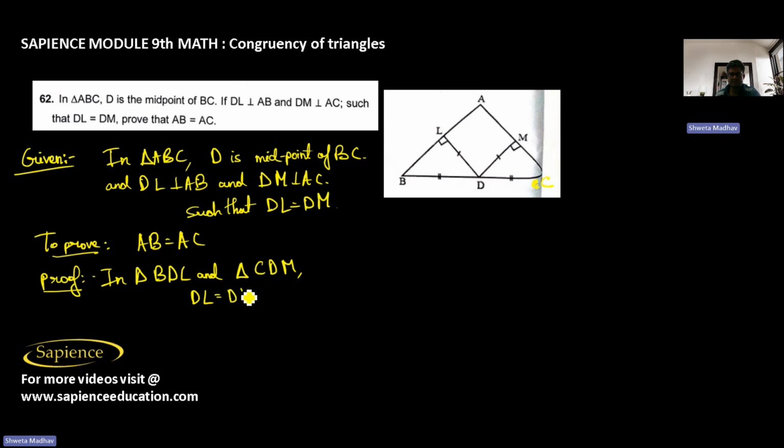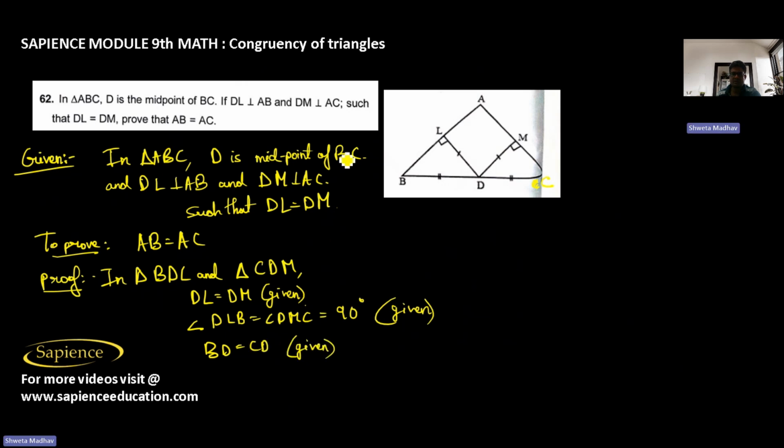DL is equal to DM, which is given, and angle DLB is equal to angle DMC, which is equal to 90 degrees, which is given, since DL is perpendicular to AB and DM is perpendicular to AC. So now BD is equal to CD, since it is given that D is the midpoint of BC. So in these two right angle triangles, the hypotenuse and one side are equal.